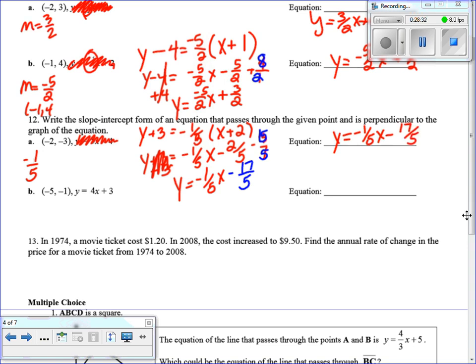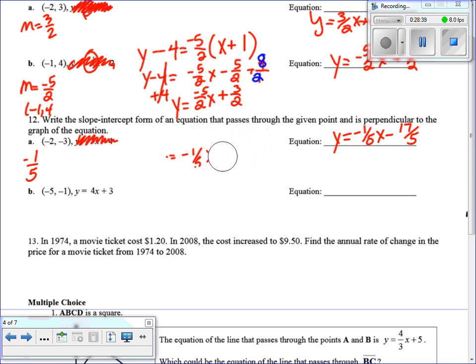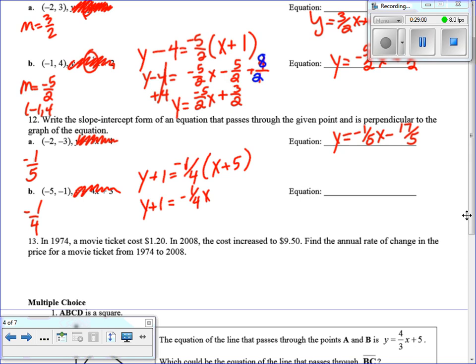Looking at B, we need the opposite reciprocal slope because it's a line that's perpendicular to this one. So our slope is going to be negative 1 over 4. I don't need that line anymore. Now I'm going to put it into point slope form. So we have y plus 1 is equal to negative 1/4, x plus 5. Y plus 1 is equal to negative 1/4 x minus 5 over 4. We're subtracting 1 from both sides.